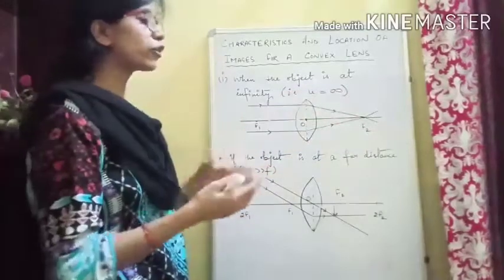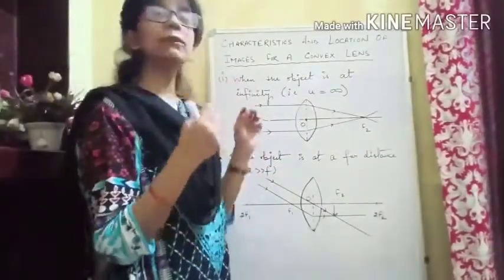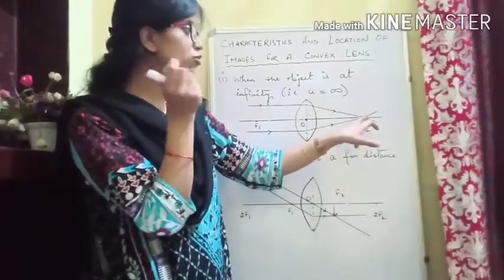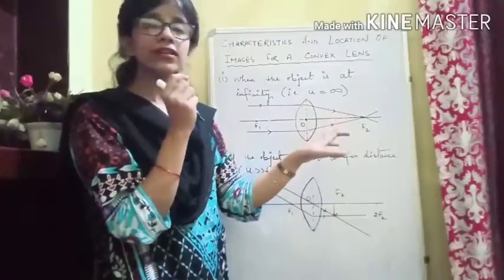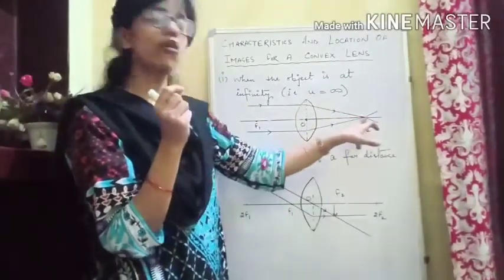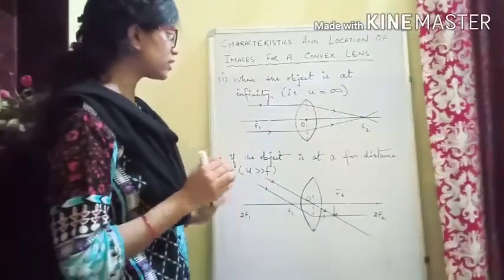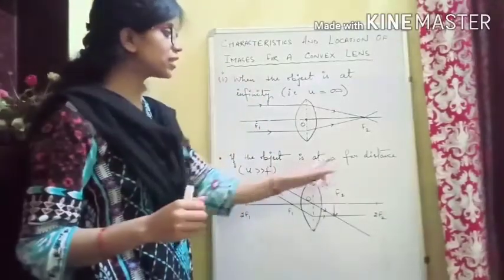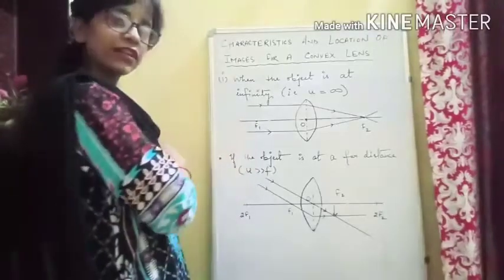So if I ask you what will be the characteristic of the image, first the image will be highly diminished. As you see, there will be a point sort of image, so the image will be highly diminished, it will be inverted, and also it will be formed at the focus. Okay. Second case, this is a sub case or subcategory, like if the object is at a very far distance, it is not at infinity but at a very far distance.